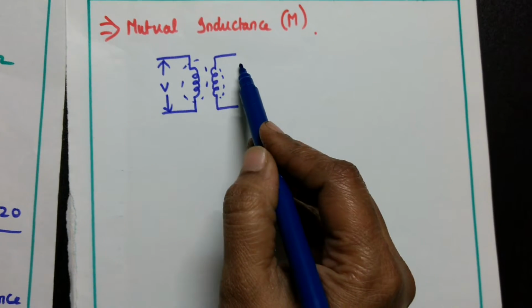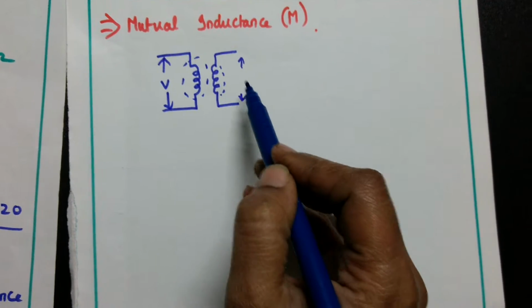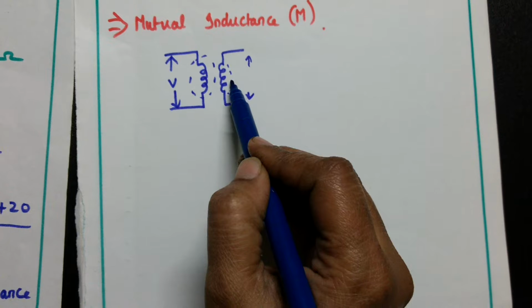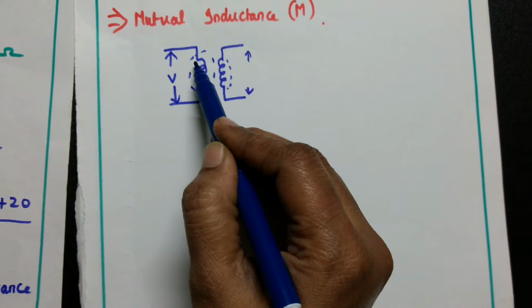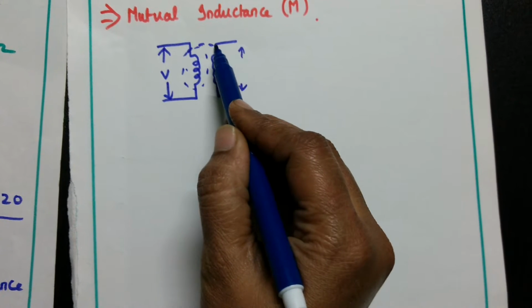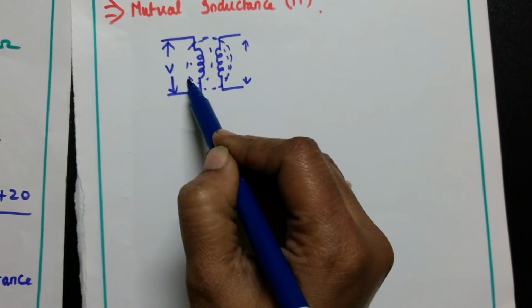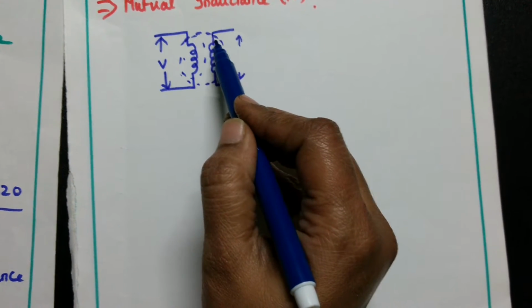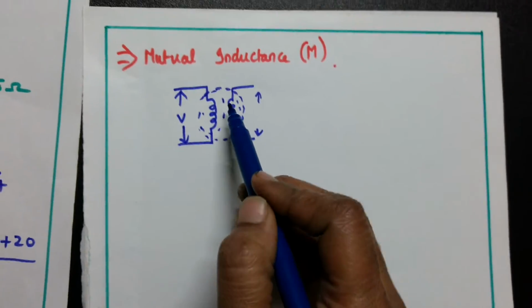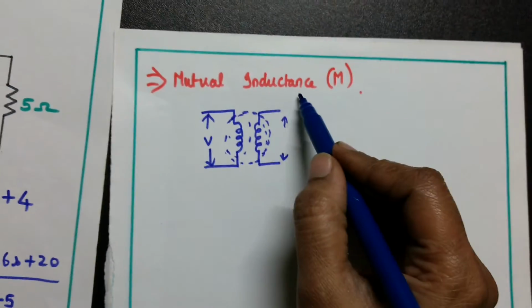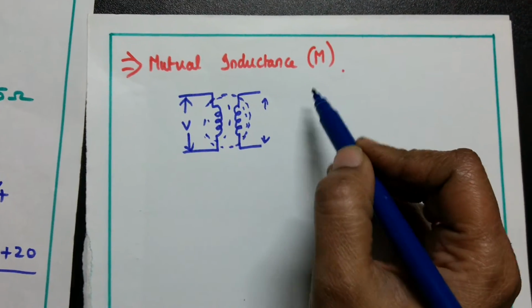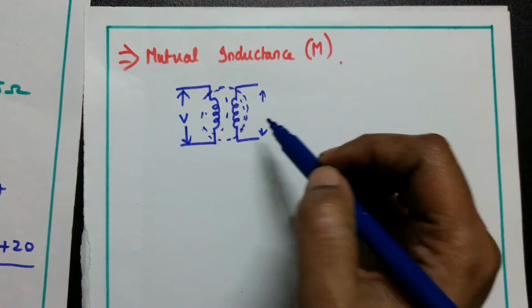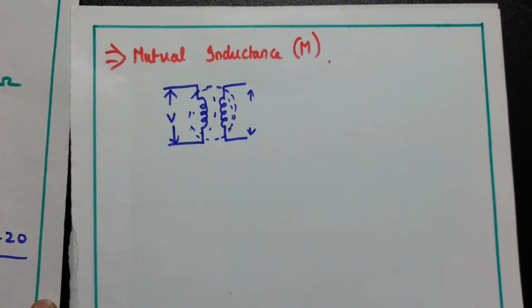When the other coil is excited by some other voltage source, a part of the flux which is set up in coil 2 will be induced in the first coil. That principle is known as mutual induction. The constant of proportionality is termed M, which is proportional to the flux phi.